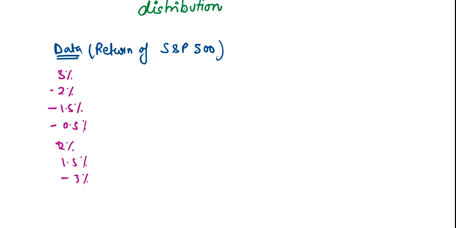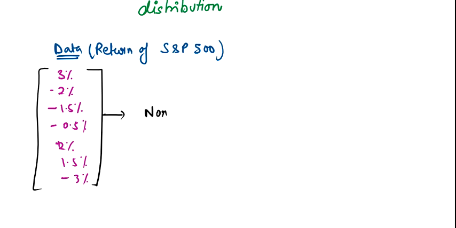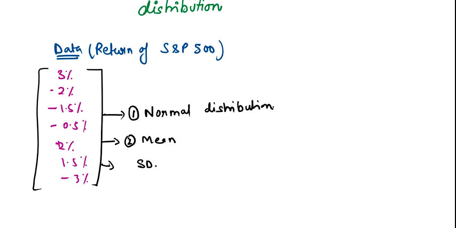Now from these daily returns of S&P 500, you got to know that this data follows normal distribution. I will tell you what is normal distribution, but this data follows normal distribution. Also, we have calculated the mean of this data, as well as the standard deviation of this data. First thing we identified is that the data belongs to normal distribution. Second thing is the mean of the data, which we can easily find out. And third thing we got to know is the standard deviation of the data.